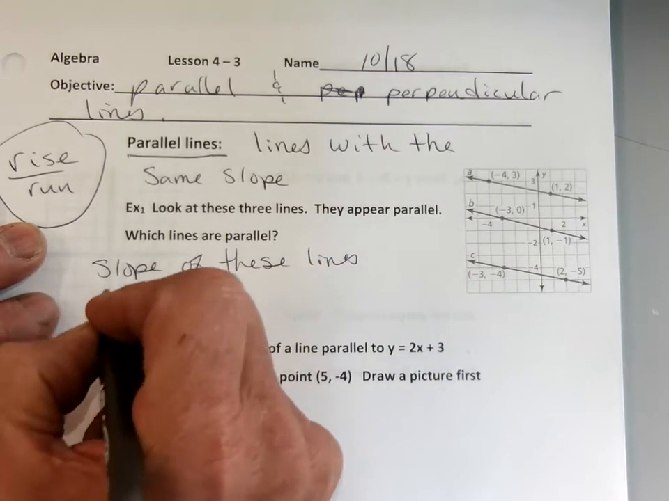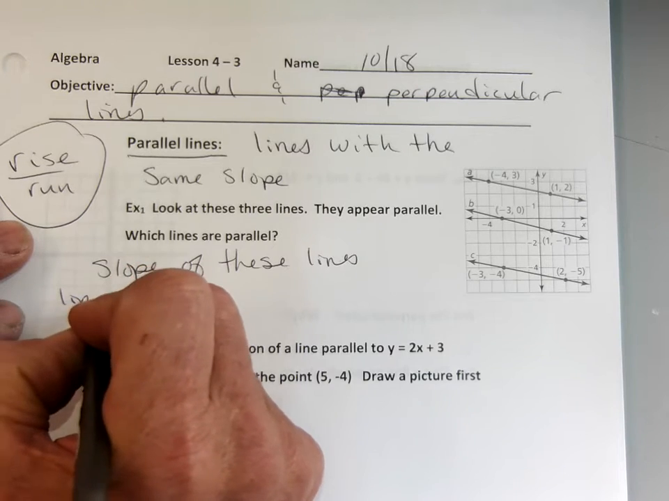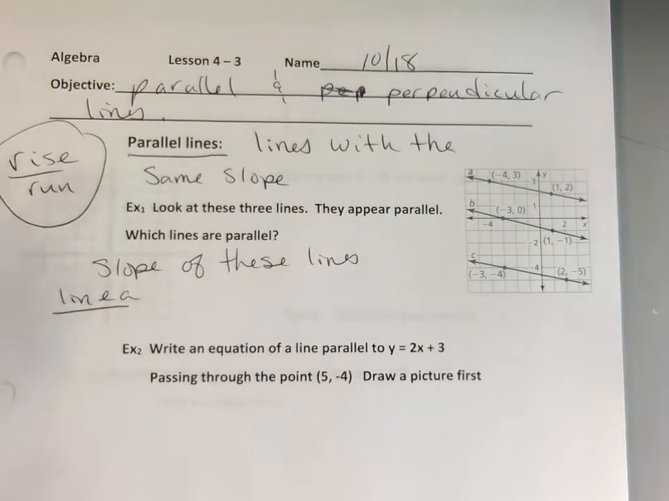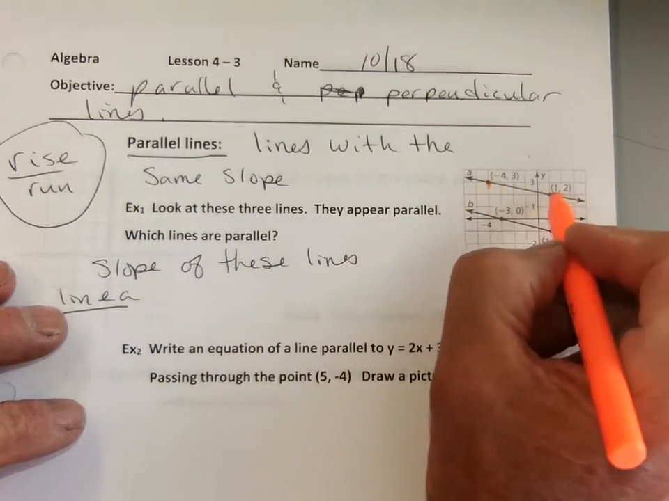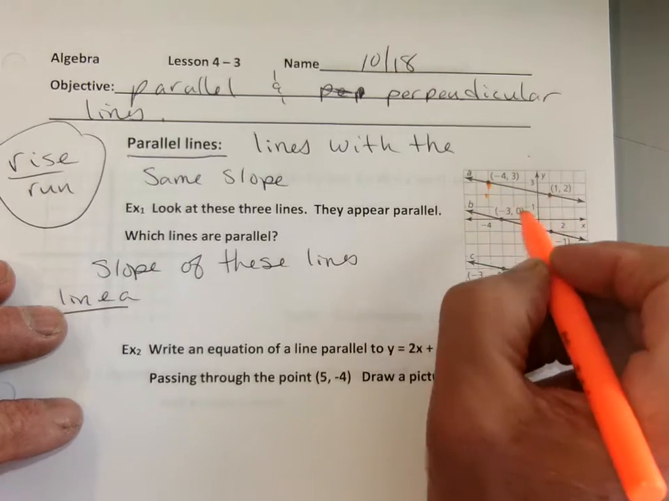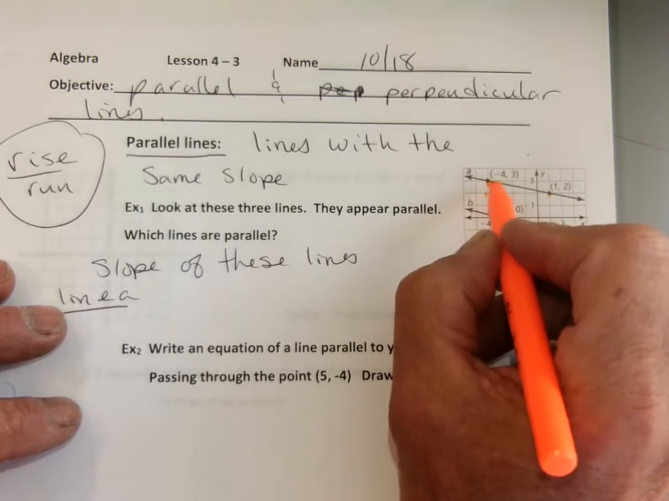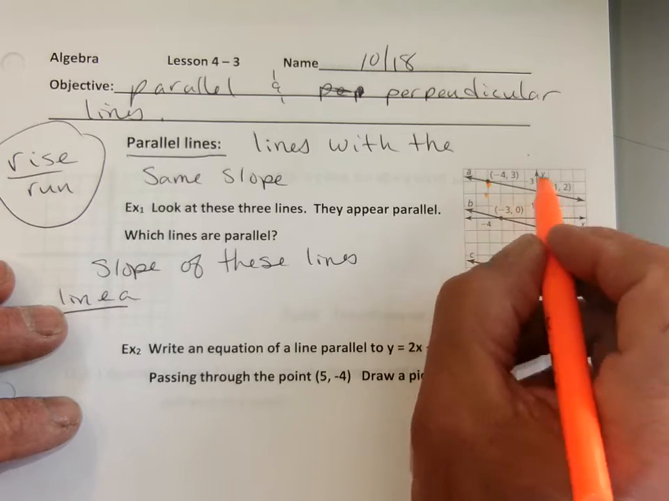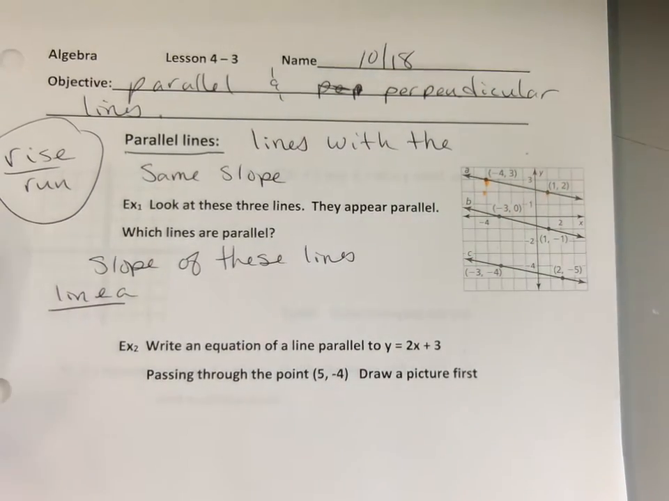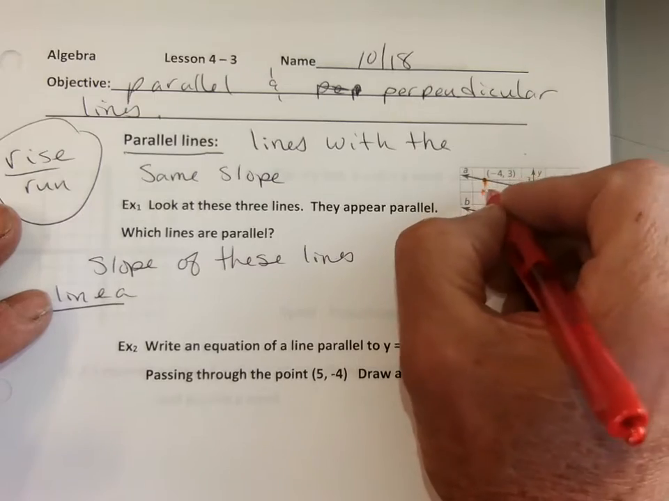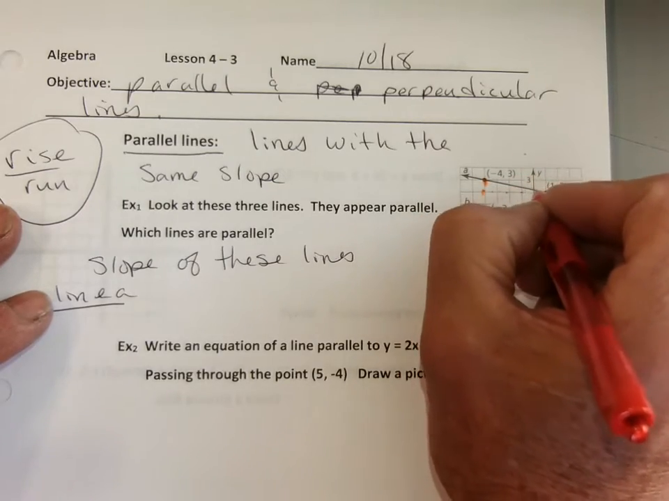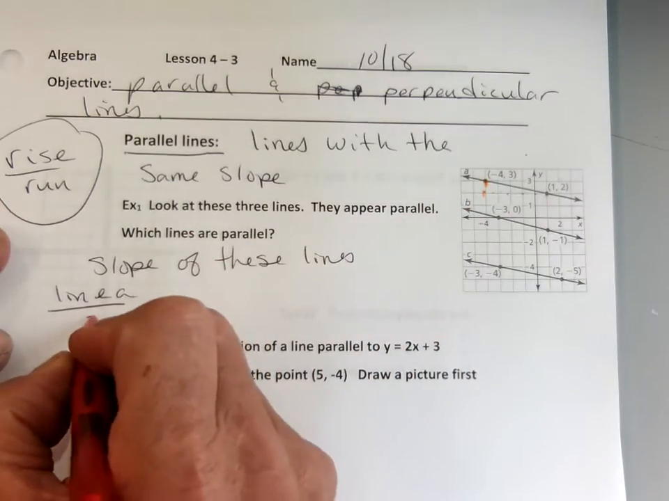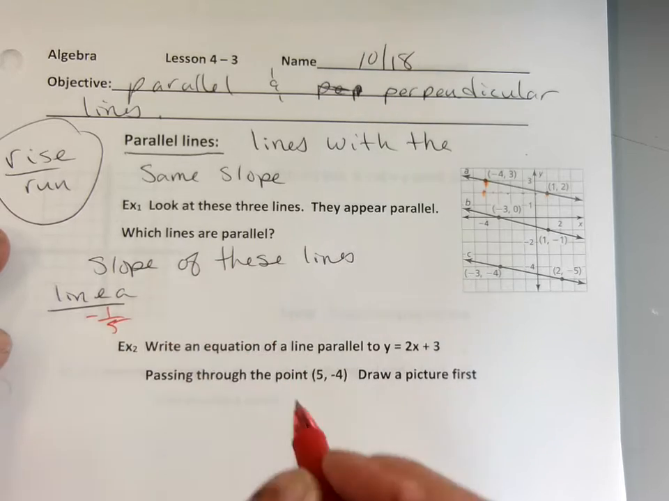So let's look at line A first. The easiest way to get the slope of line A is I'm just going to walk it, and I want you guys to watch. I'm going to walk from this point to this point. So I'm going to go down one over 1, 2, 3, 4, 5. So down 1 over 5 is the slope of line A.